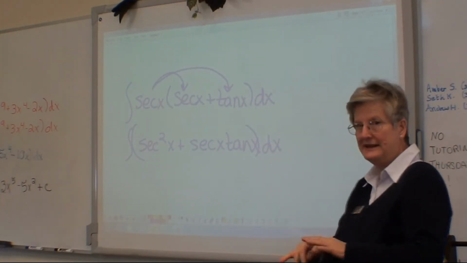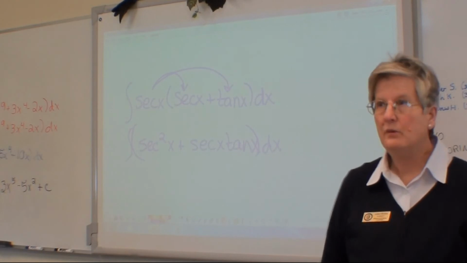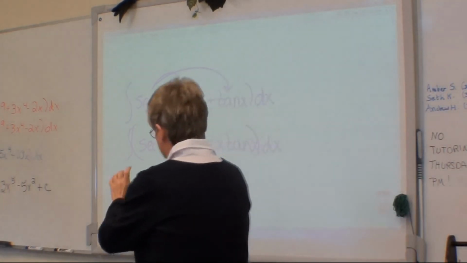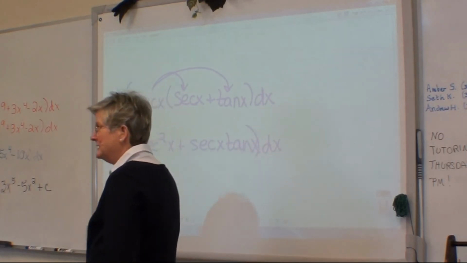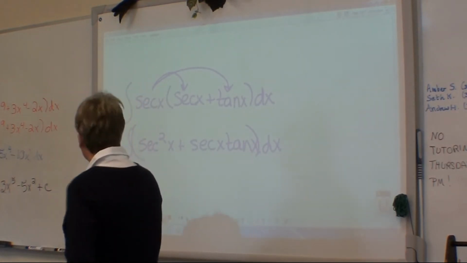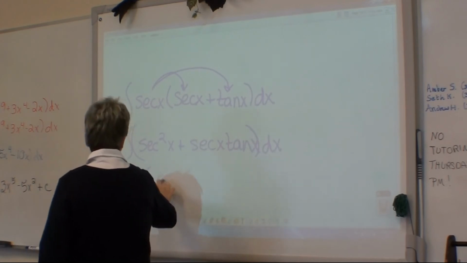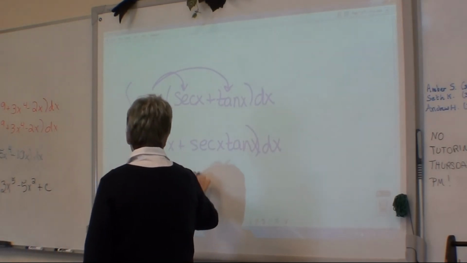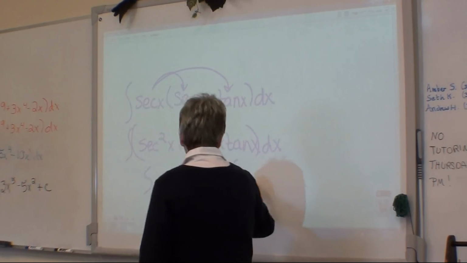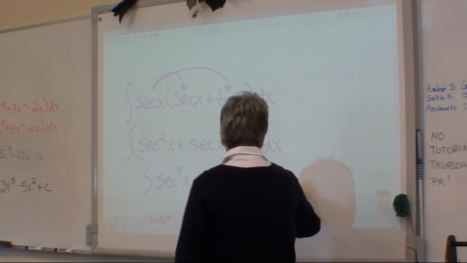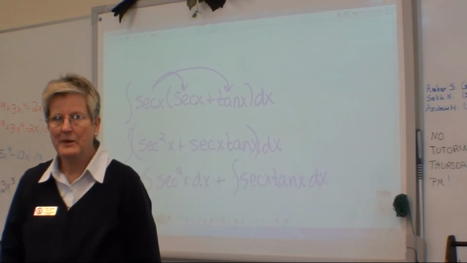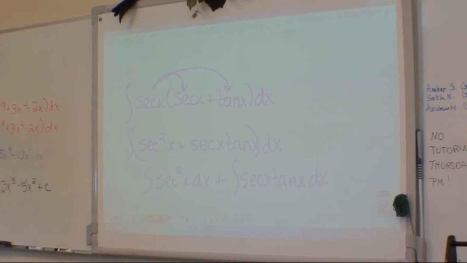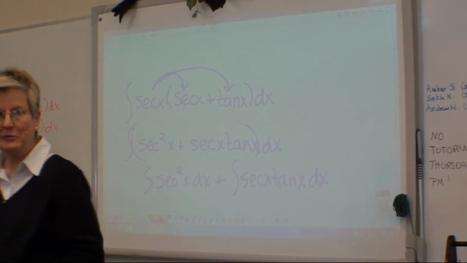Now, that's cute, but that's not calculus. What is calculus is the laws of integration allow me to separate that into two integrals. So that is the same as the integration of the secant squared x dx plus the integration of secant x tan x dx. Now notice I pulled the dx on both of them. And what I've taken is I've taken one long integration and I've broken it up into two very manageable pieces.